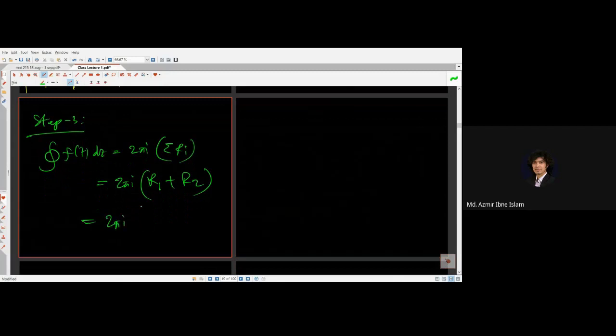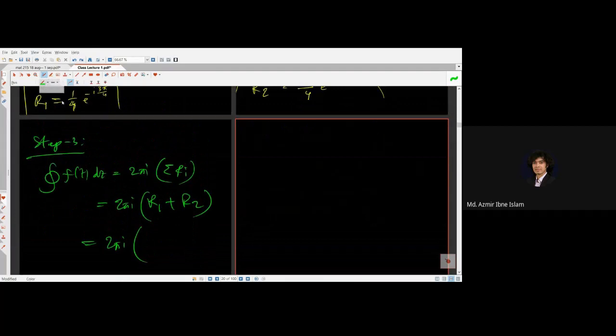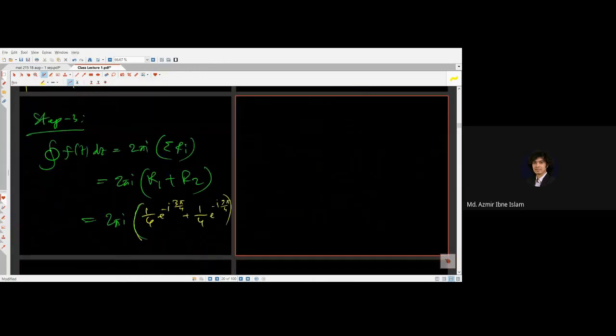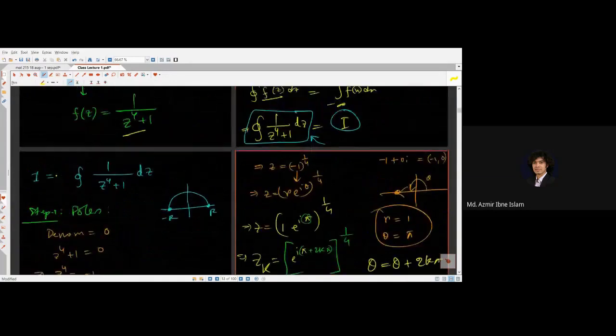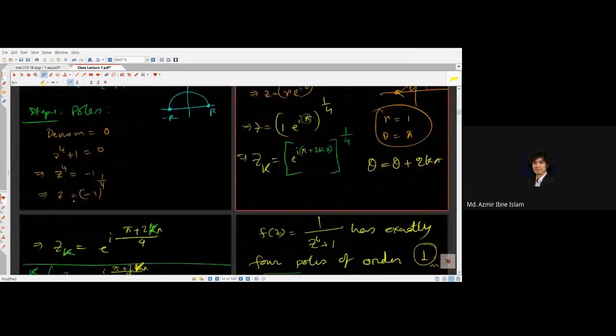So that is 2 pi I times residue 1, which is 1 by 4 e to the power negative I 3 pi by 4, plus residue 2, which is 1 by 4 e to the power negative I 9 pi by 4. So you can also simplify this one as we have done before in the previous problem. Is that okay? Yes, sir. So we have solved the complex integral, but actually the result that we have found for the complex integral will be the same for the improper integral. Is that okay? Yes, sir.